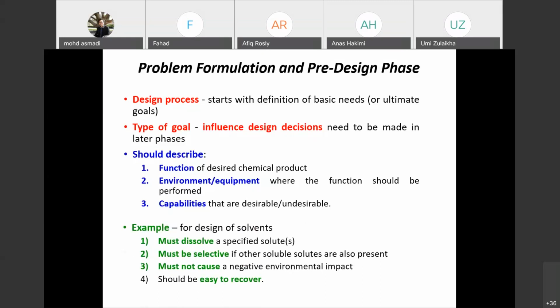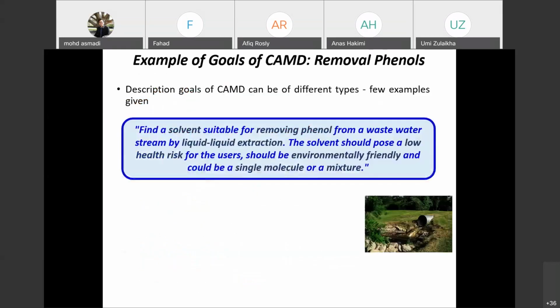So let's see a few examples of problem formulations using CAMD. It can be of different types. For example, removing phenols from a wastewater stream by liquid extraction. The solvent should pose a low health risk for the user, be environmentally friendly, and could be a single molecule or a mixture. So this is a good example.